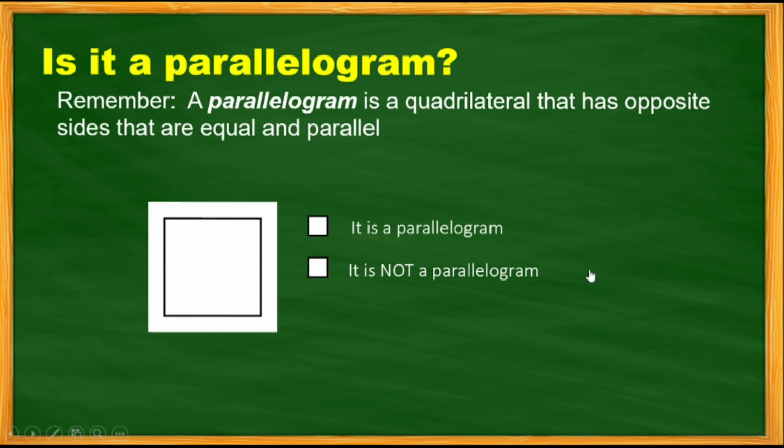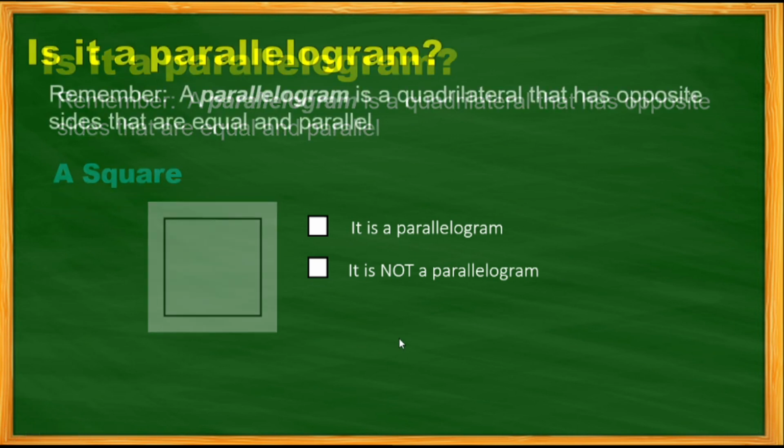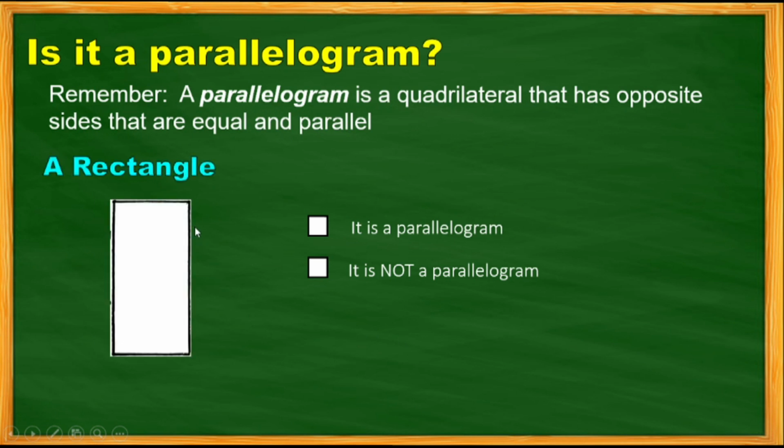Very good, grade 4 pupils. It is a parallelogram. Next. Is a rectangle a parallelogram? Let's check. Very good. A rectangle is a parallelogram because the opposite sides are equal and parallel.